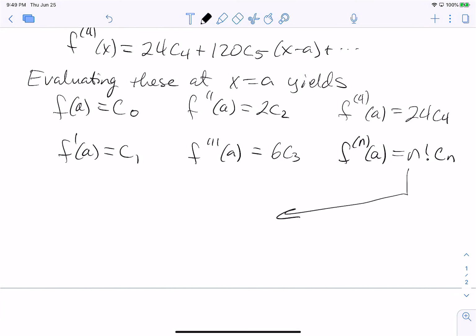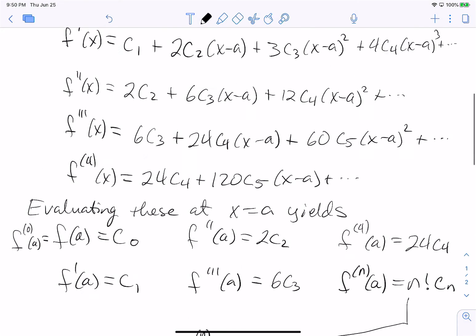What this tells me is that C sub n is equal to the nth derivative evaluated at a divided by n factorial. Now, does that account for the f of a equals C sub 0? It does, if we consider the function f as the 0th derivative.